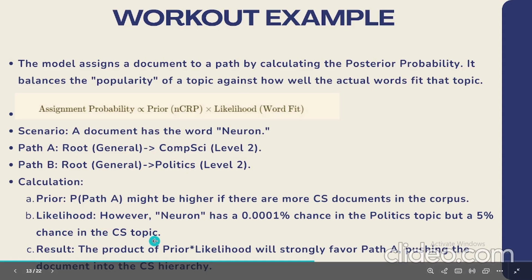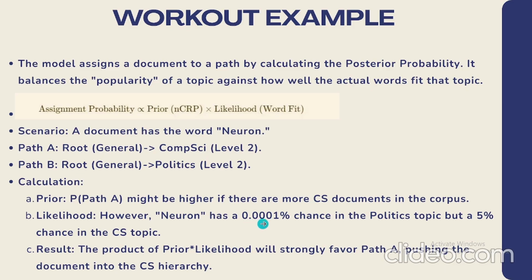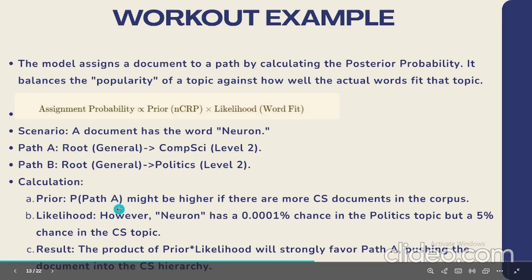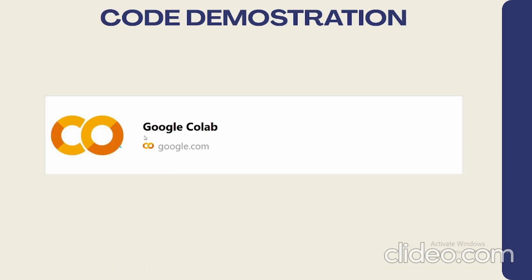Then we have the likelihood. So how is the likelihood calculated? The likelihood says that the word neurons has 0.001% chance in politics and 5% chance in the CS topic. So the result that we obtain, prior times likelihood, will strongly favor path A, which is general computer science, pushing the document into the CS hierarchy. So this we saw is a worked example. Now let's see a coding demonstration.